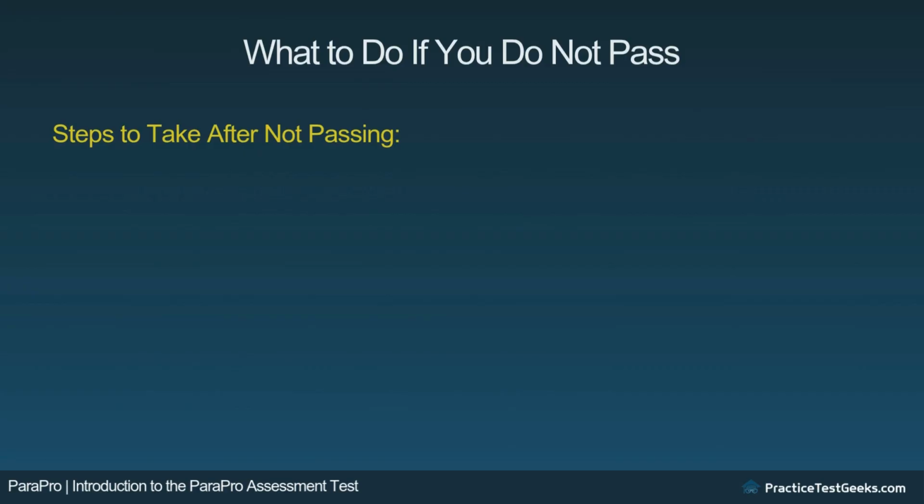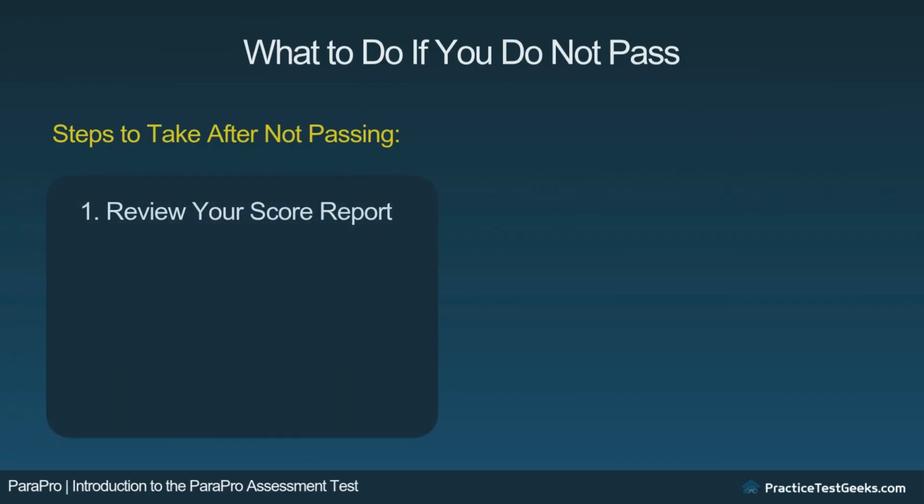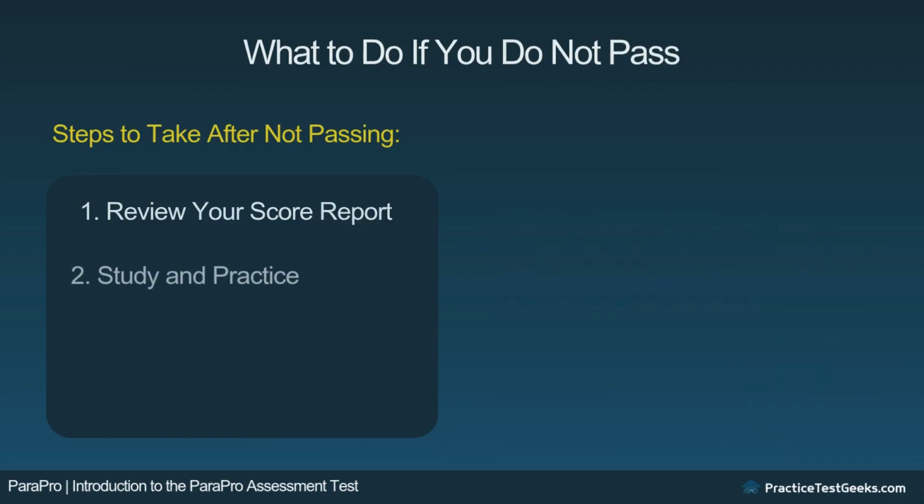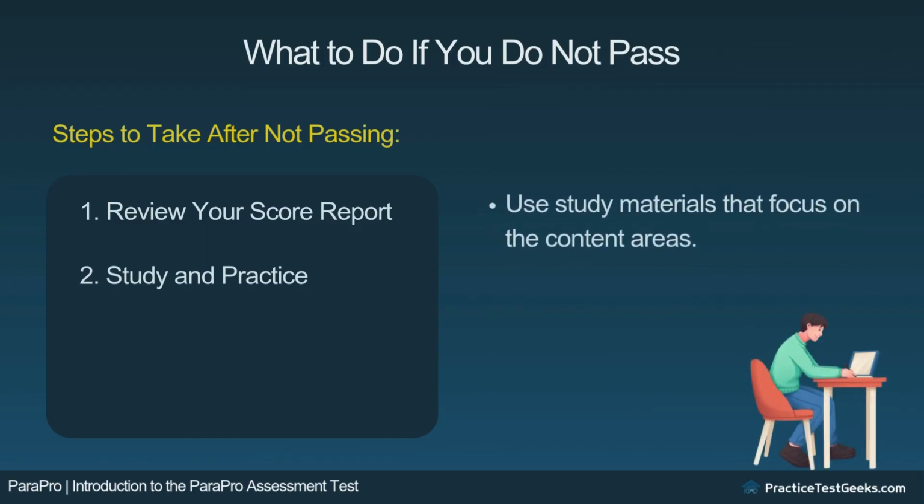Steps to take after not passing. 1. Review your score report. Look at the breakdown of your performance in each content area. Identify which areas you scored lower in and focus your study efforts on those specific areas. 2. Study and practice. Use study materials that focus on the content areas where you scored the lowest. Take practice tests to improve your time management and test-taking skills.